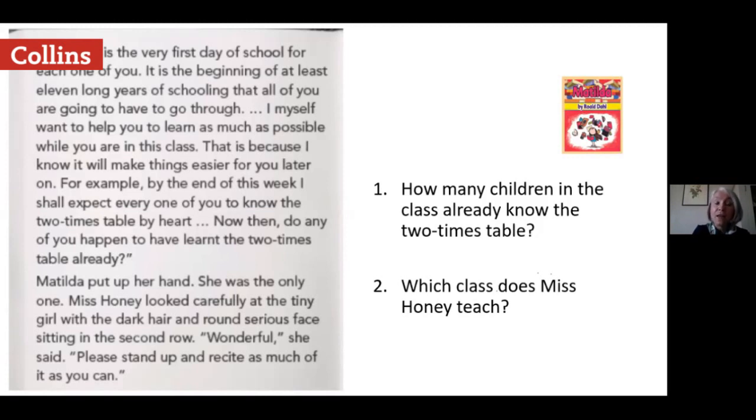And that is easy for us because Roald Dahl explicitly says she was the only one. But if we want to work out which class Miss Honey teaches, and it is grade 1, I know you all know that. That's not the point. We're not here to show how much we know. What are the clues? What are the words in the passage that allow us to work out, to infer that it must be grade 1?